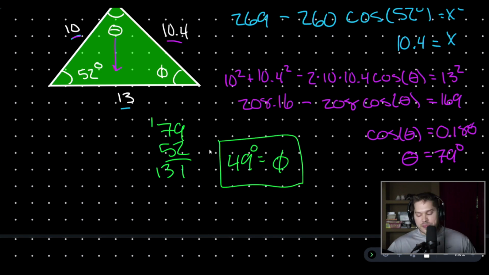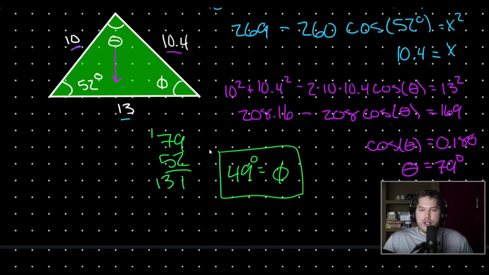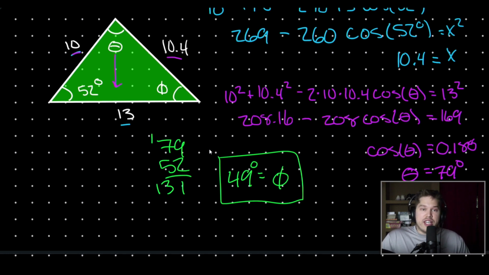There we have it. That is how we can use the law of cosines to solve for values in a triangle that is not a right triangle.